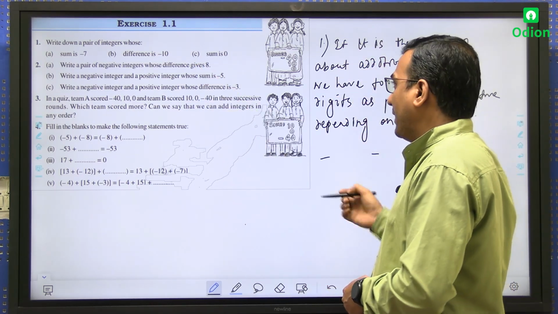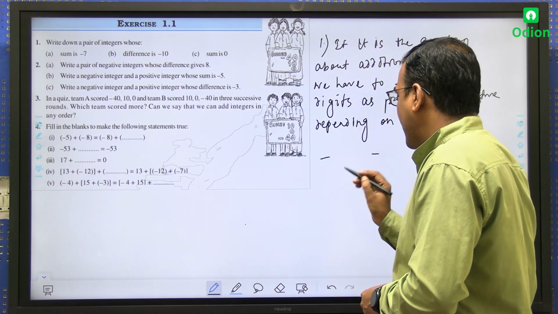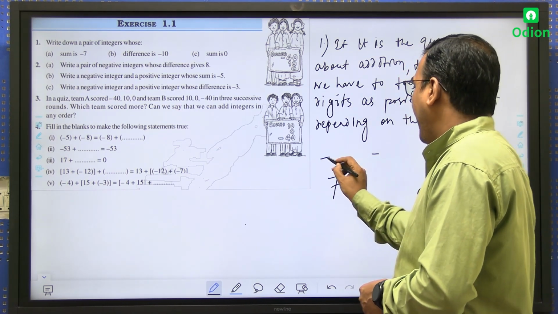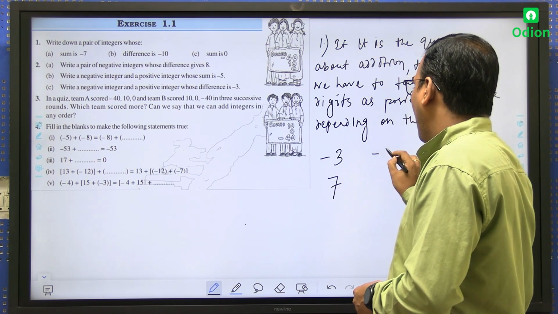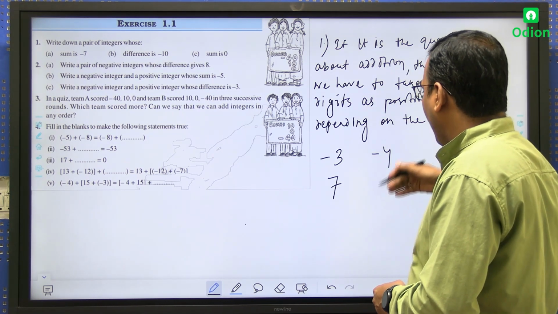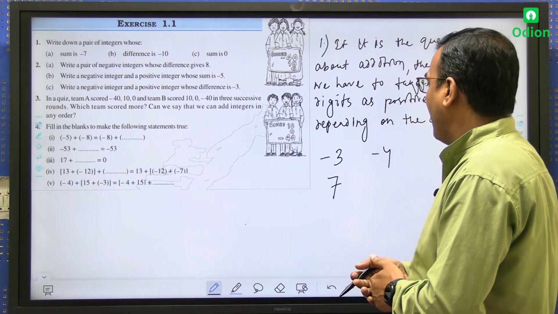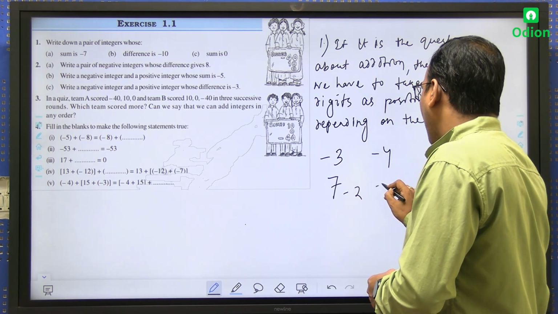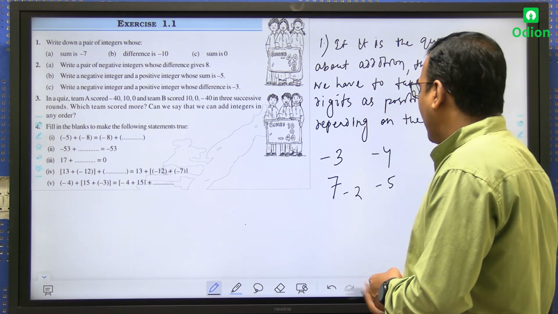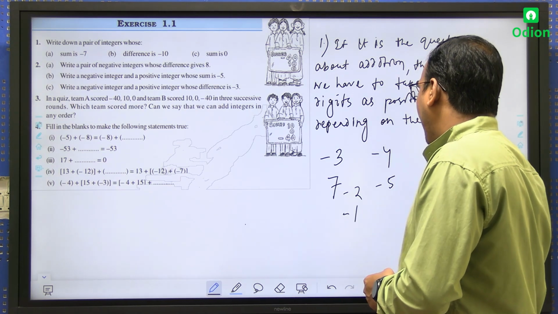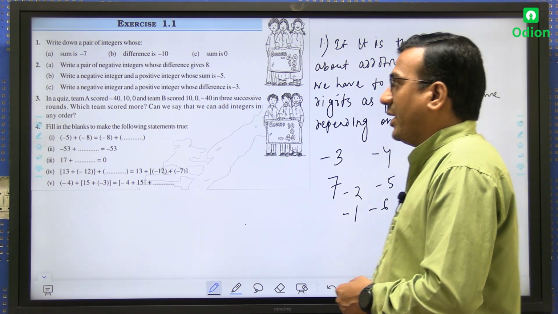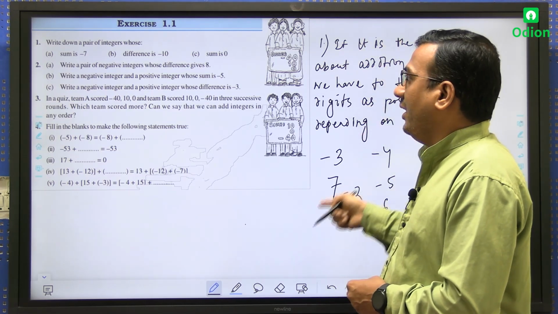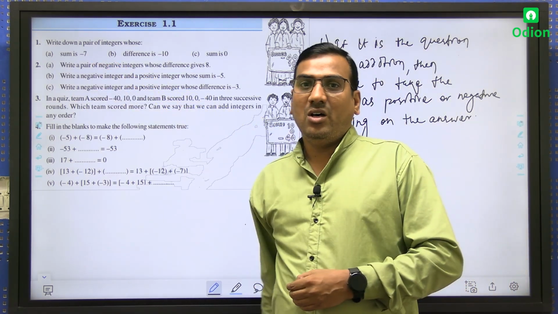-7 means two digits which, when added, give us 7, okay? One digit we can take is 3, the second digit we can write is 4. The other answer may be -2 or -5, and the third answer may be -1, -6. Okay, this is the shortcut trick you have to remember when it is a question based on the sum.